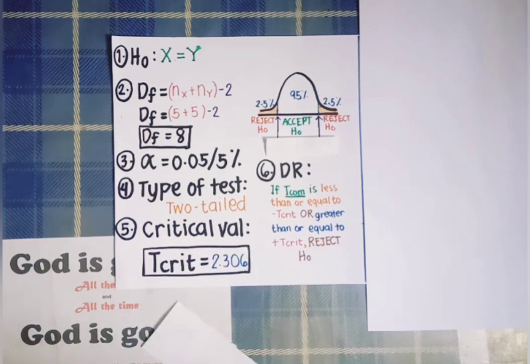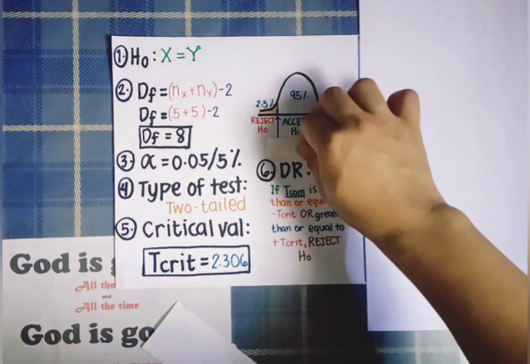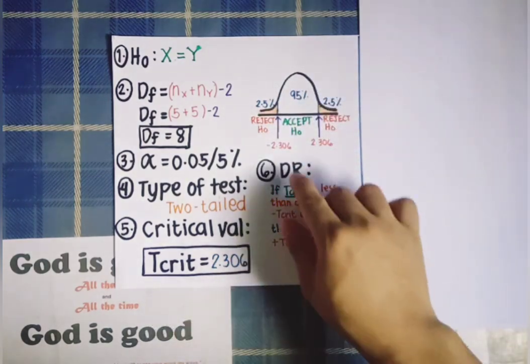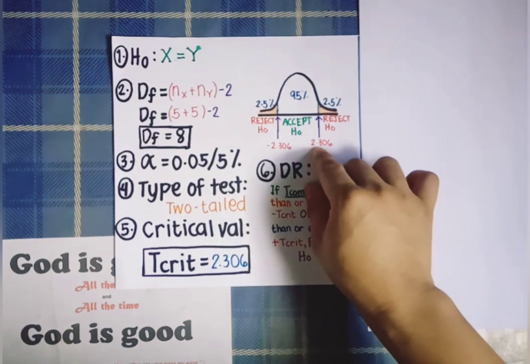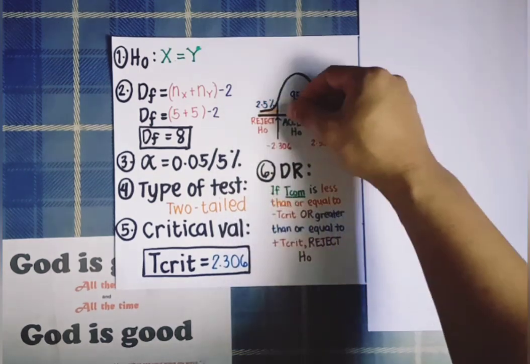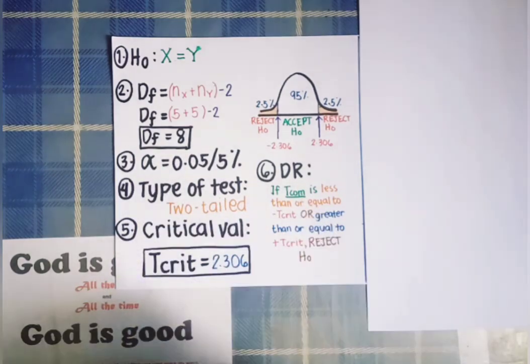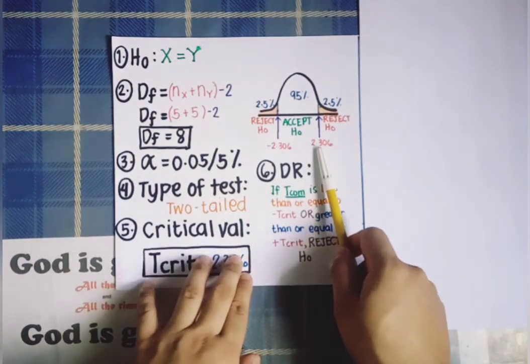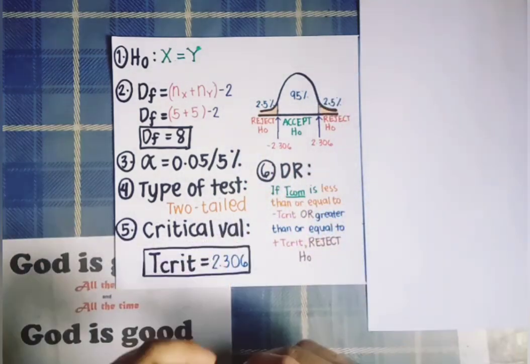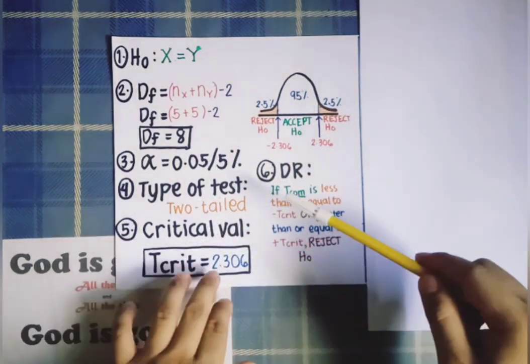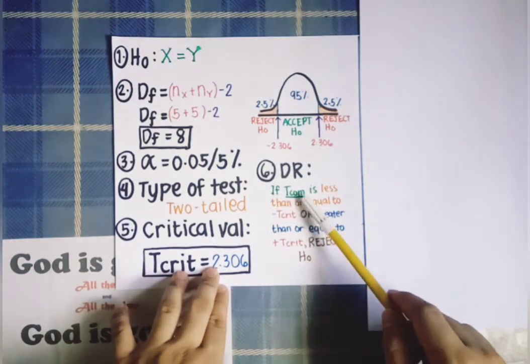Now, after looking at the critical value table for independent samples t-test, we now know that our critical value is 2.306. That means these two lines here are represented by negative 2.306 and positive 2.306. This one is negative because this line is located at the left side of our normal distribution curve, and this one is positive because this line is located at the right side of our normal distribution curve.